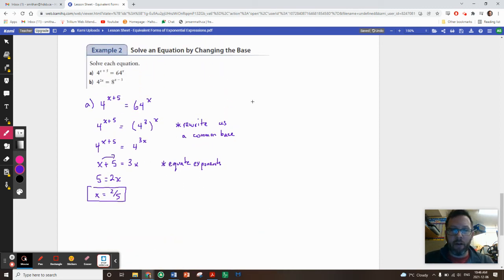I'm going to squeeze b in over here. And we'll do b in a similar way. So we have 4 to the power of 2x equals 8 to the power of x minus 3. So the idea with a is 64 could be written as a power of 4. In a question like b, 8 cannot be expressed as a power of 4 easily. However, 4 and 8 can both be expressed by a common base. That's the key with this question. So you do have to recognize that 4 can be written as a power of 2, 2 squared, and also 8 can be written as a power of 2, 2 to the power of 3.